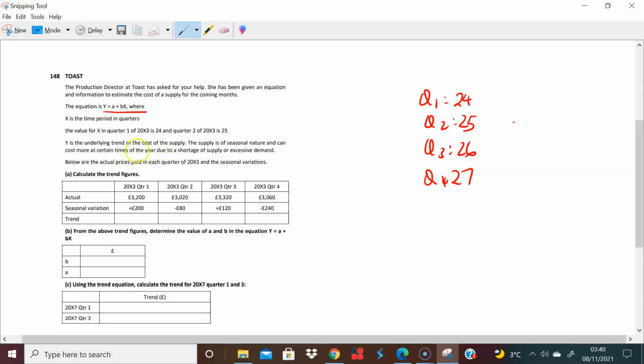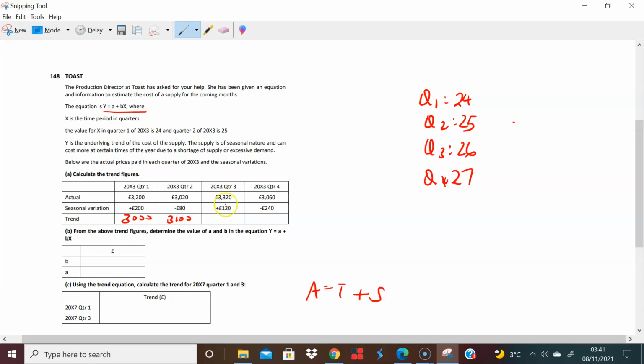Now, remember that this is all about trends. We work with these straight lines, and that's what we have here. So our equation is really based on this trend. Like I've said before, the actual is equal to the trend plus the seasonal. So this is really saying that the actual is 200 above the trend. So the trend is 3,000. This is the actual is 80 below the trend. So the trend is 3,020 plus 80, yes, and that's 3,100.